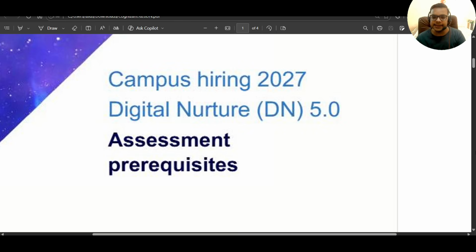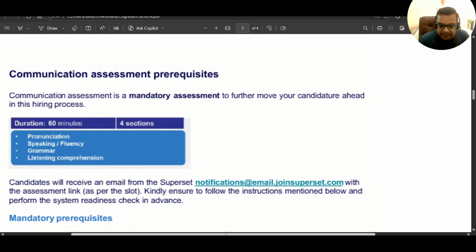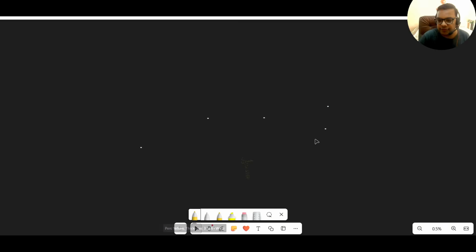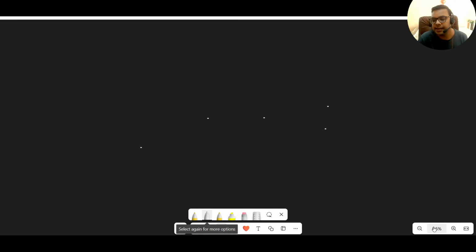Let's discuss this. This is the Campus Hiring 27 Digital Nurture DN 5.0 Assessment Prerequisite. Let's go through it. The first thing will be the communication assessment. First of all, there's a very big doubt: is the communication assessment an elimination round? Yes. To clarify, if you are giving the communication assessment, please be ready with the mindset that this round is an elimination round.